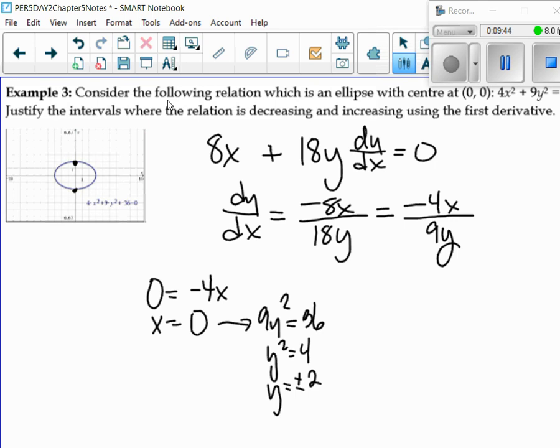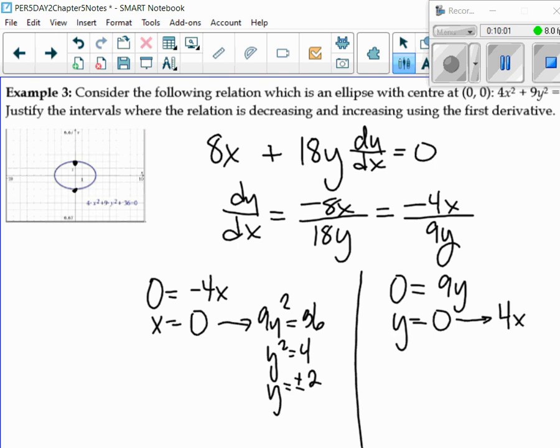Yes? Okay, so now we're going to find where it's undefined. Undefined is where the denominator is 0, so 0 equals 9y, so y equals 0. Then we're going to figure out where the x coordinates are. So that is 4x squared, with y being 0, equals 36. So x squared equals 9, so x equals plus or minus 3. So you can see that's this right here and here.